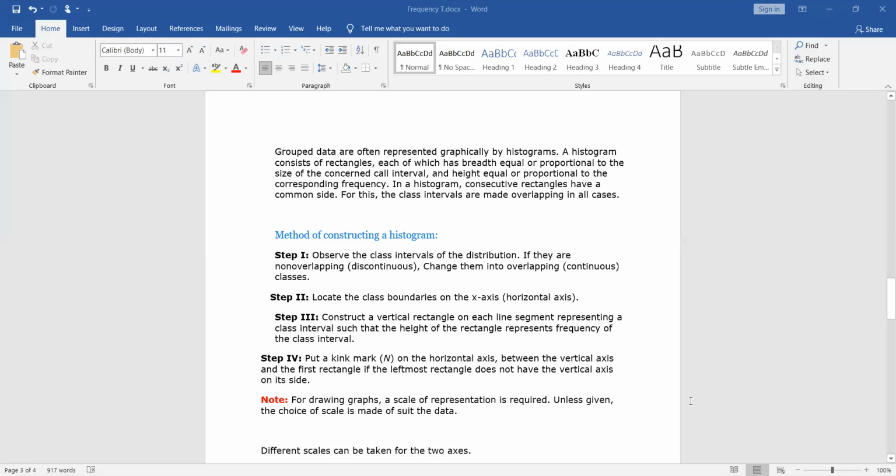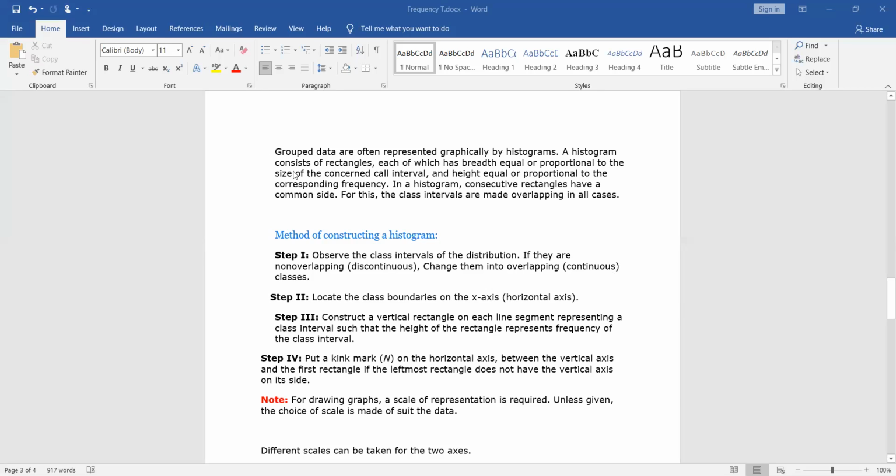How can we construct a histogram if the class intervals are given or the data is in group form? Group data are often represented graphically by a histogram. A histogram is the best method by which we can find the mode or the median of the data. The histogram can help us to find the value of the mode and the median group.